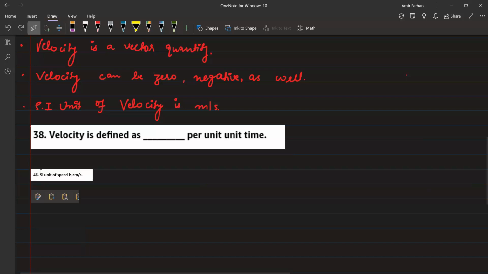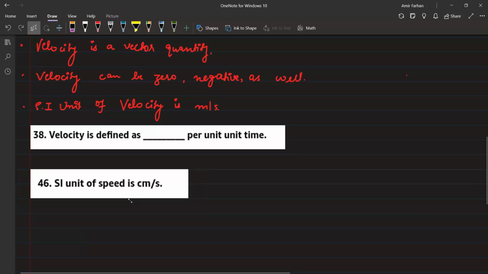What's the answer of this? Any answer from anybody? Reem, Jabbar, and Riaz. The second one is true or false. The rate of change of displacement. Okay.